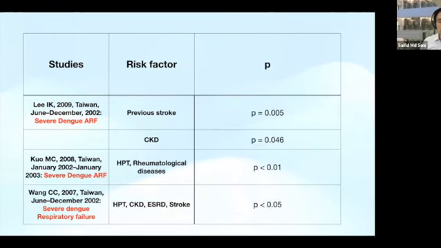There were studies which did not calculate or present odds ratio, but just look at p-values in terms of statistical significance. These are studies which actually examine severe dengue and how they actually cohorted. They look at who developed severe dengue, specifically acute respiratory failure. And these are Taiwan studies, and risk factors that they found were people with previous stroke, CKD, patients with hypertension, rheumatological disease.